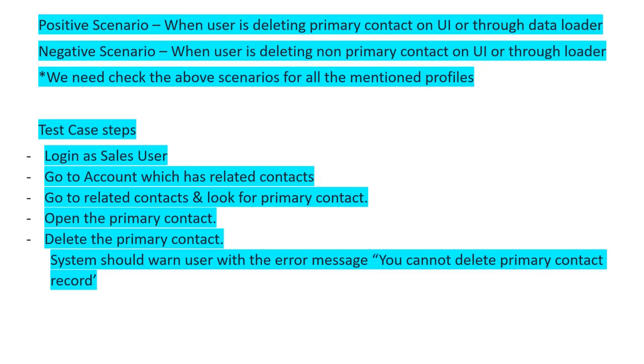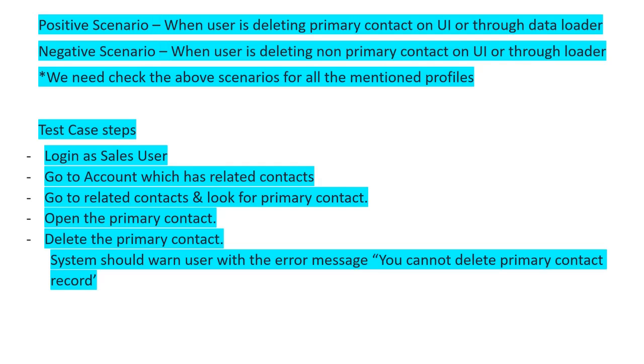From a testing point of view, you can think about what the scenarios would be for this functionality. Always start with the positive scenario. The positive scenario is when the user is deleting a primary contact on the UI or through data loader. The system should not allow you to delete the primary contact, should prevent you from deleting the record, and should show an error message as per the business requirement.